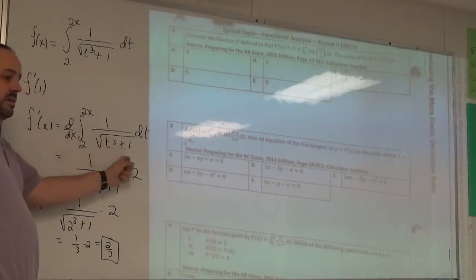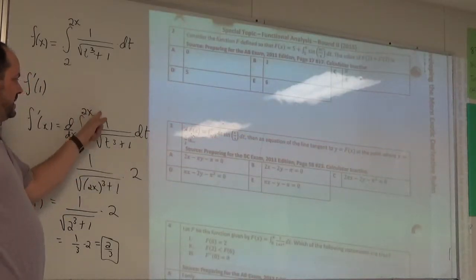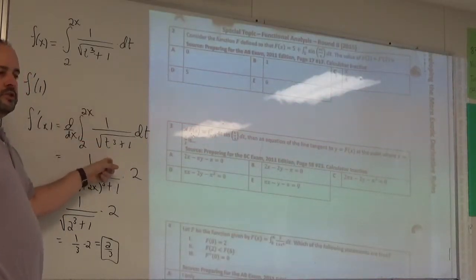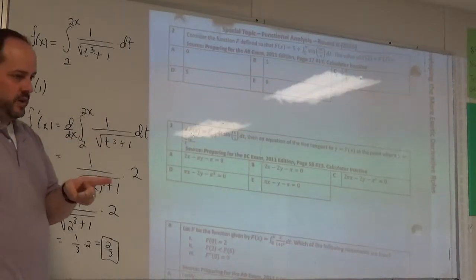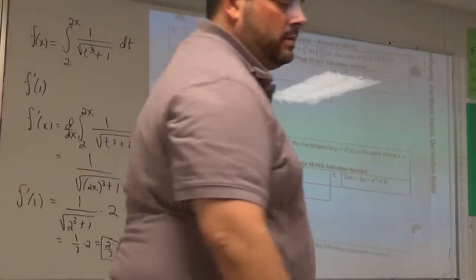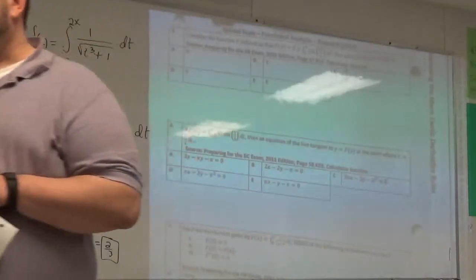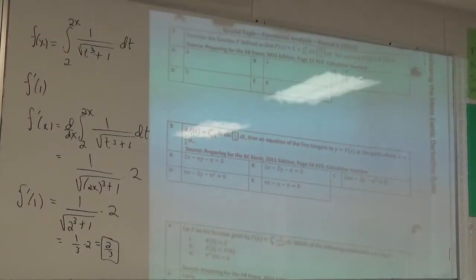Derivative of the integral of the function, you just plug this into the function. You don't change the function. Did you get it from the final equation? Is everybody good with E? Yeah, you're good. 6. Okay. And please keep in mind, I picked ugly questions here.